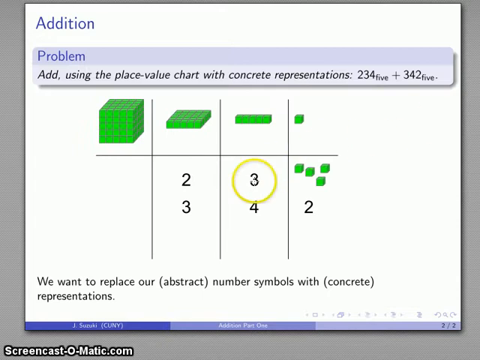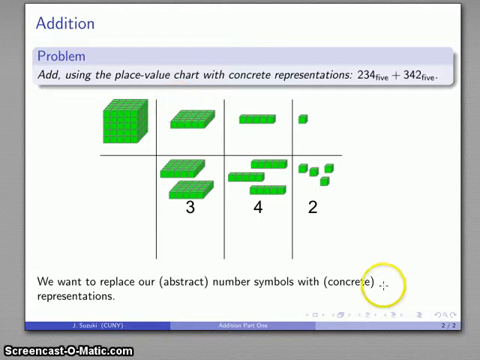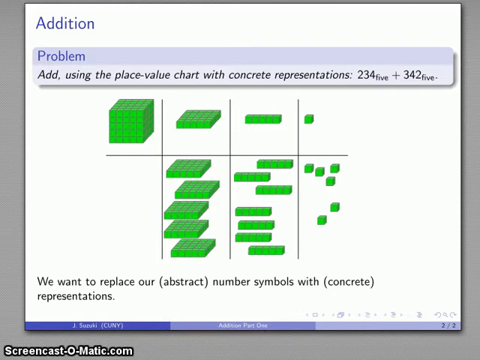I have 3 of these, and I have 2 of these. Likewise, I have 2 of these, 4 of these, 3 of these, and there's my concrete representation of the sum 2, 3, 4, base 5, plus 3, 4, 2, base 5. And, well, now I can use the set definition. I have 2 sets. I'm going to put them together into a single set, and that's my sum. And so I have a set of these. I have another set of these. I run them all together, and there's my sum, 2, 3, 4, base 5, plus 3, 4, 2, base 5.